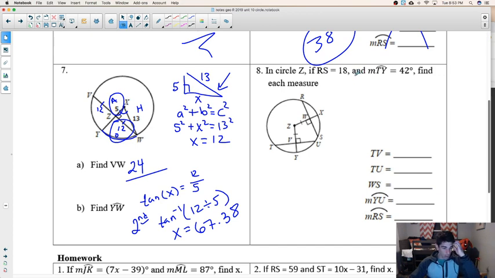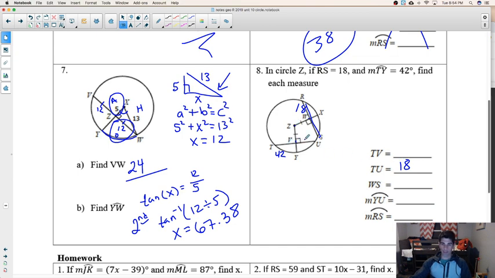There's your ogre. If we want to get away from that, try number 8. 8 doesn't have anything crazy like that. So here we go. 8. They're telling me this chord right here is 18. Okay, the whole thing, not just the RW. And then they're telling me that this arc right here is 42 degrees. And then they want you to go and find all this stuff here. So the first thing they want me to find is side here, TV. Now, because I have 2 chords that are equidistant, I know that they're both congruent. So that means that this whole thing, TU, is also going to be 18.